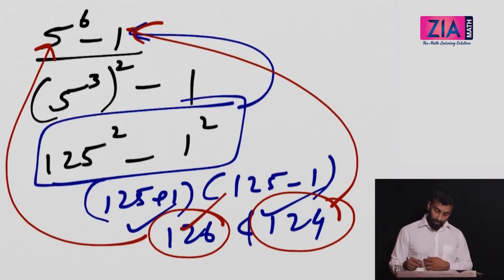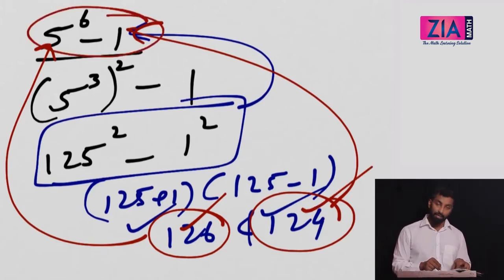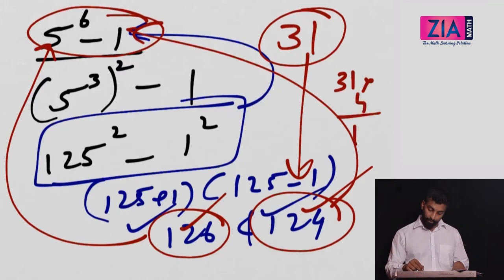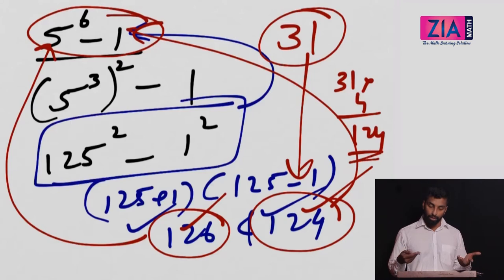Now if it is divisible by 126, all the factors of 126 can also divide 5 raised to 6 minus 1. Same way, if 124 can divide 5 raised to 6 minus 1 without any remainder, it means all the factors of 124 can also divide it. So in this case, 31 is one of the factors of 124, because 31 into 4 is actually 124. Right? So with 4 also you can divide, with 31 also you can divide. So which one will you pick? You'll pick 31 as your answer.